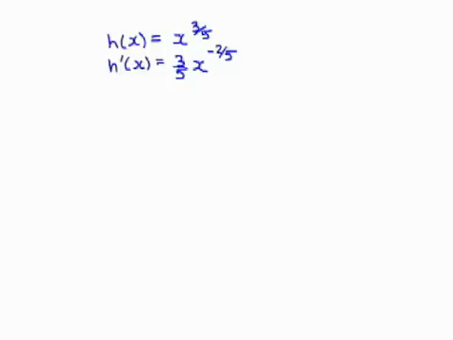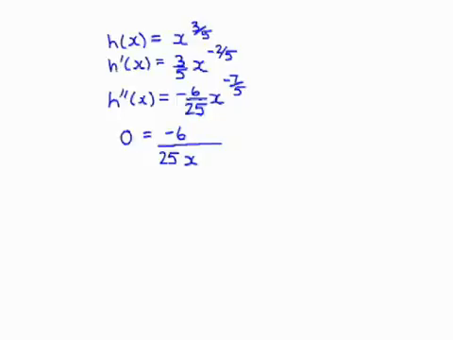find h double prime of x, which is equal to negative 6/25 x to the negative 7/5. Now we're going to take h double prime of x and set it equal to 0, and I'm going to write the second derivative in a slightly different manner so that it's expressed as negative 6 divided by 25x to the 7/5. Now there is no value for x for which h double prime of x will equal 0.